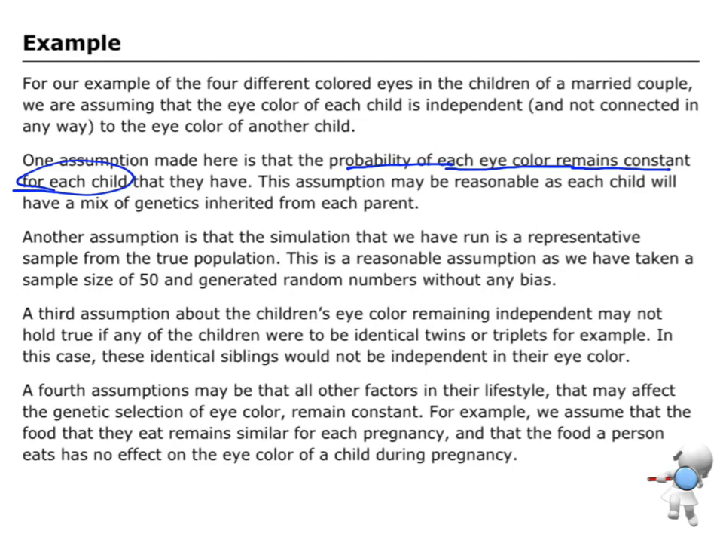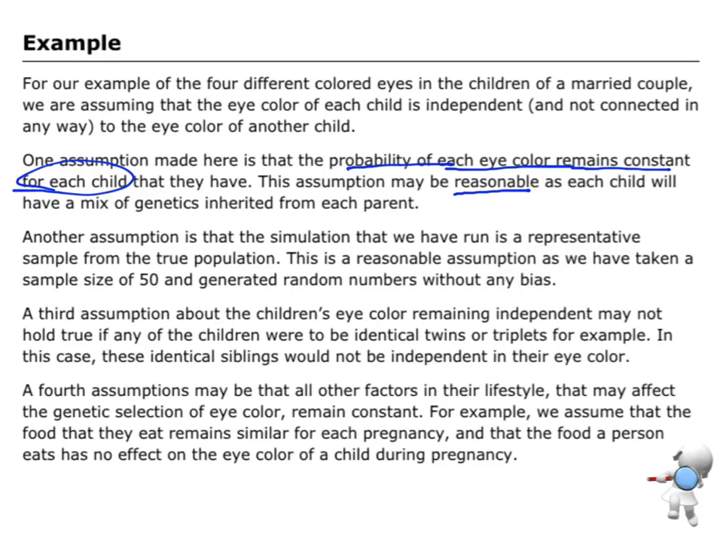I'm saying here I think that assumption will be quite reasonable because each child is getting a mixture of genetics. They're getting half of their genetics from their mum, half from their dad. So as long as both the parents are the same, each child's probability should be pretty similar each time. If we were talking about a child that had a different father, then obviously that scenario wouldn't be valid.